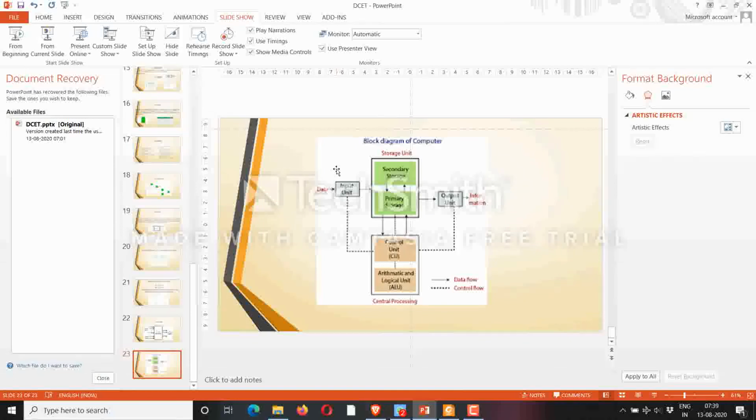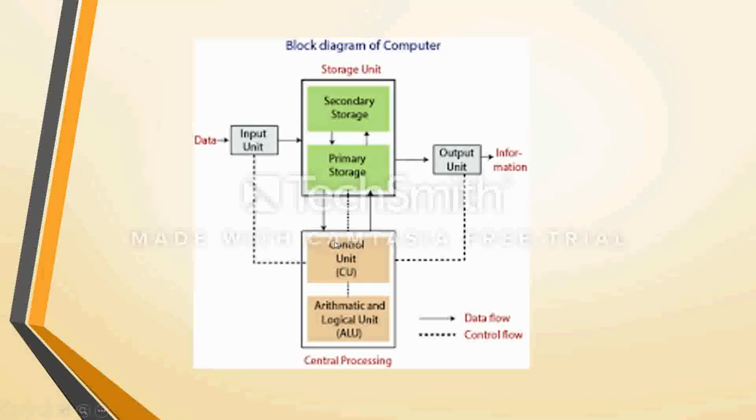Then at the end, let us see the block diagram of our computer. Basically the computer consists of the storage unit, the central processing unit, the input unit, and the output unit, so that we can interact with the outside world. What are the important components of the storage unit? It has a primary memory and a secondary memory. Primary memory is used to hold the processes that are currently running, and the secondary storage is used to retain the information that is required for future use.